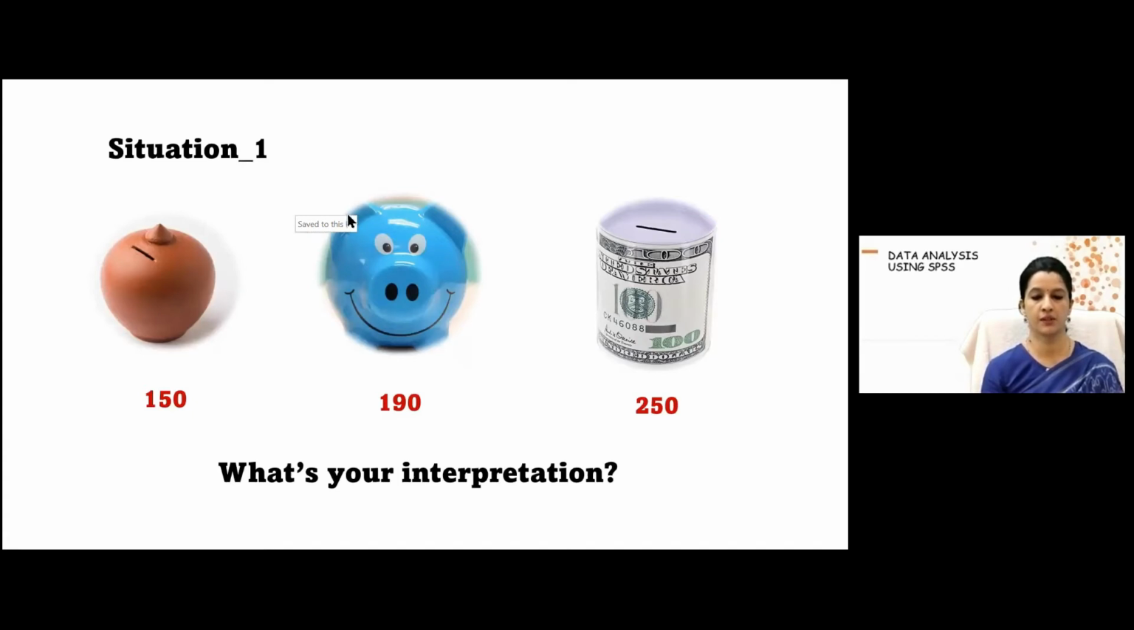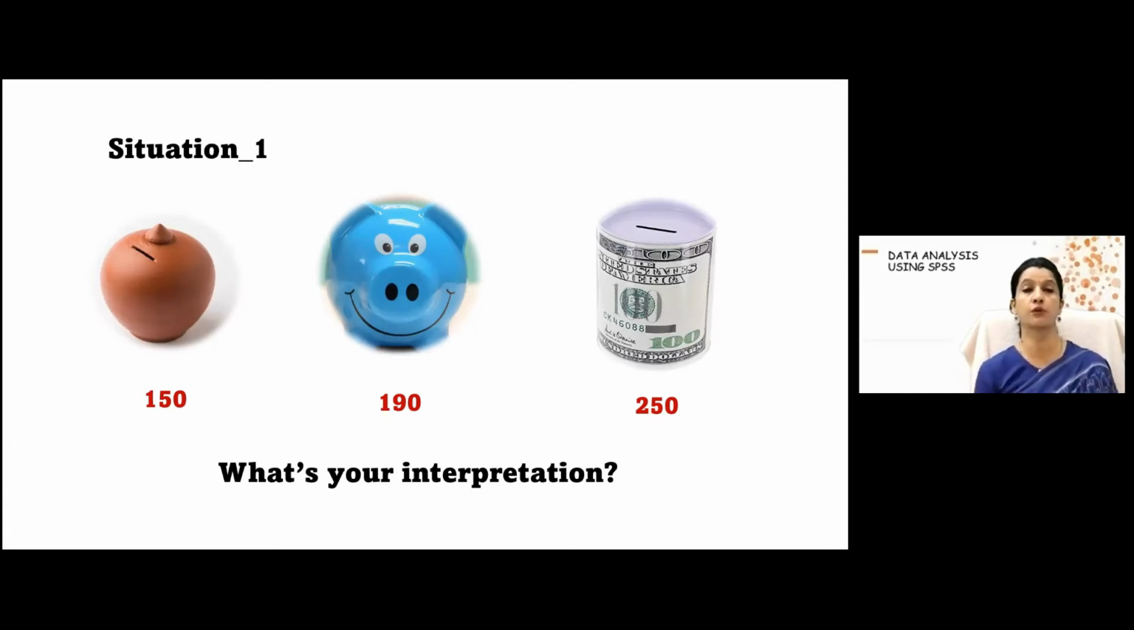So this is situation 1. In the first one, you have 150 rupees, in the second 190 rupees, and in the third 250 rupees. Now seeing this, what is your interpretation? Once the kids have planned to open their money bank, is the difference between these three significant or not? Please type in the chat box.